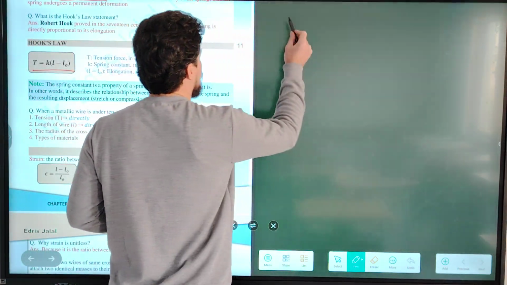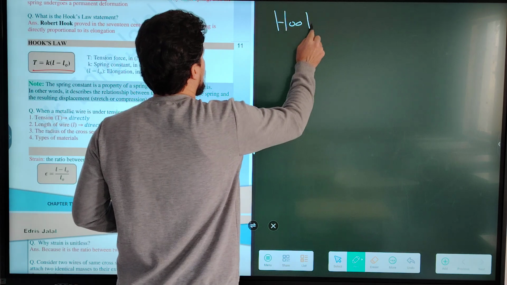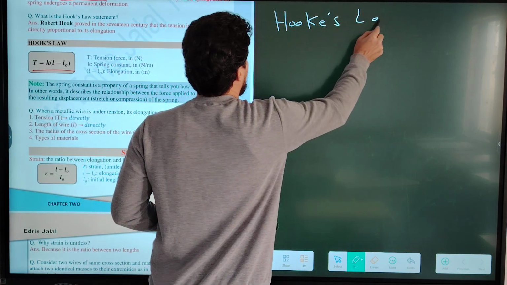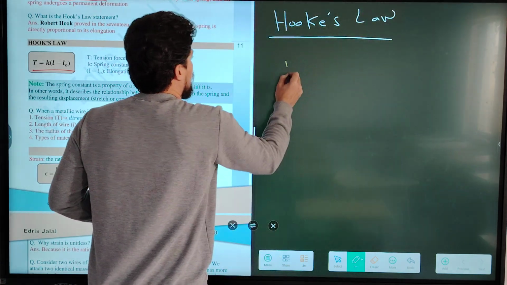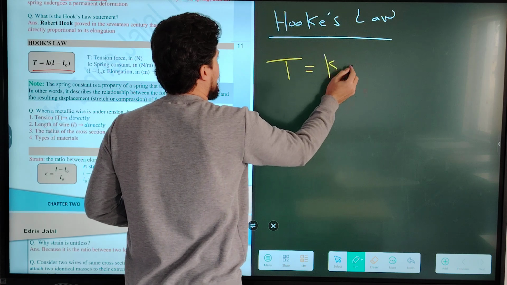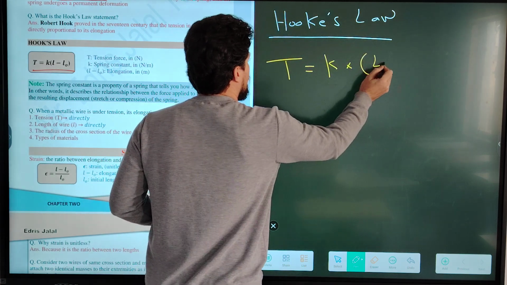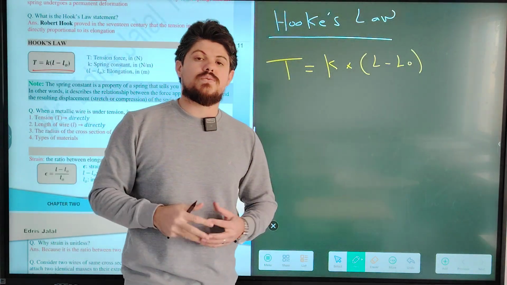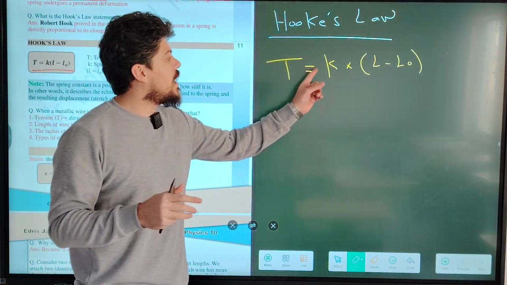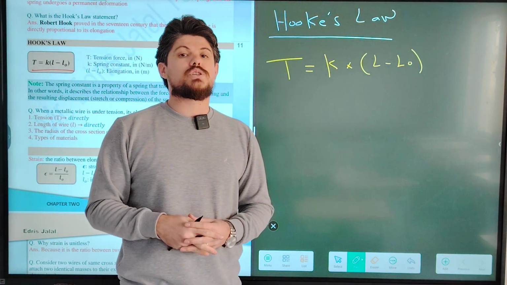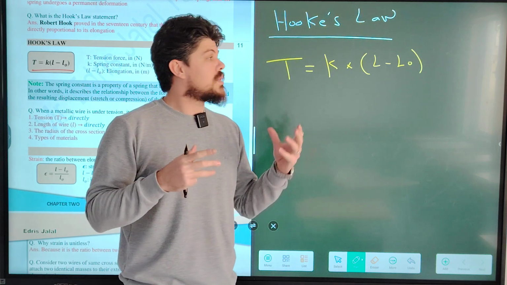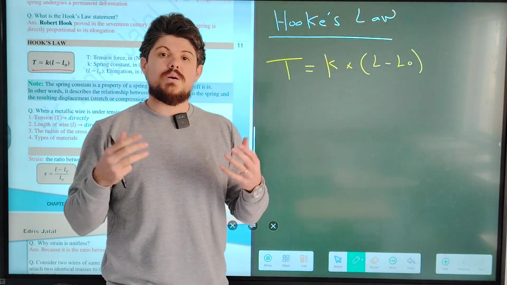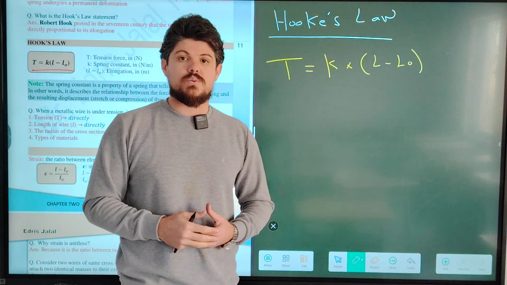And according to Hooke's law, tension is equal to K times elongation. What do I mean by T? The capital T represents the tension measured in Newton, and K is the spring constant measured in Newton per meter. So the spring constant describes the stiffness and the flexibility of the spring.